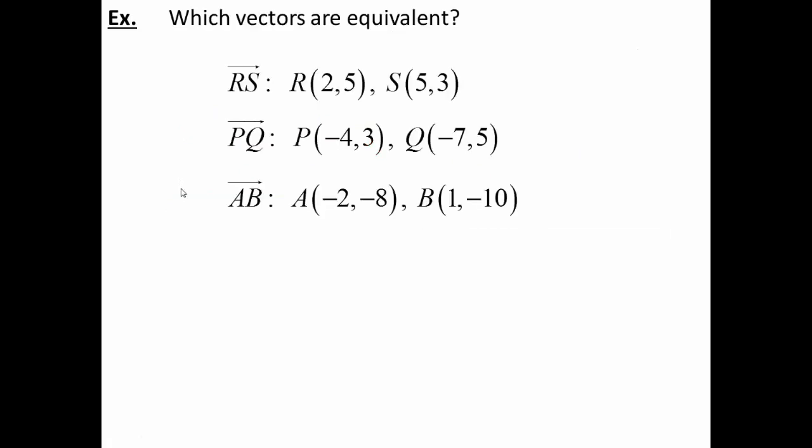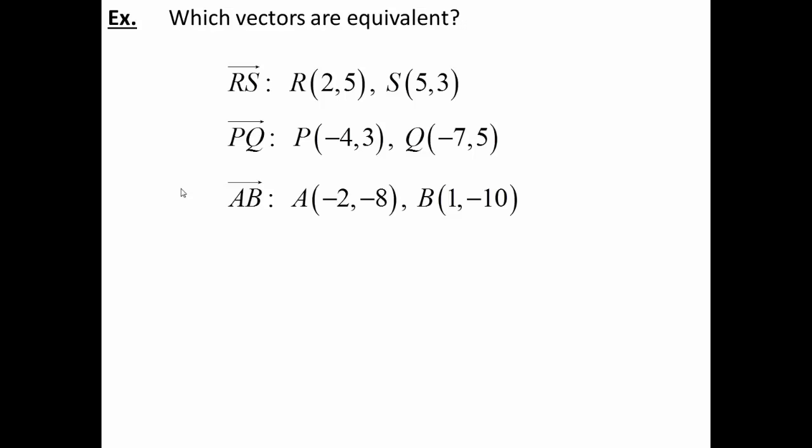Alright, which vectors are equivalent? So here are three vectors, vector RS, vector PQ, and vector AB. Each one describes the initial and the terminal point. Remember, when I say vector RS, that means it begins at R, it ends at S. So if I want to know which vectors are equivalent, all I need to do is figure out what their component forms are. So convert each of these to component form and figure out which ones are equivalent.